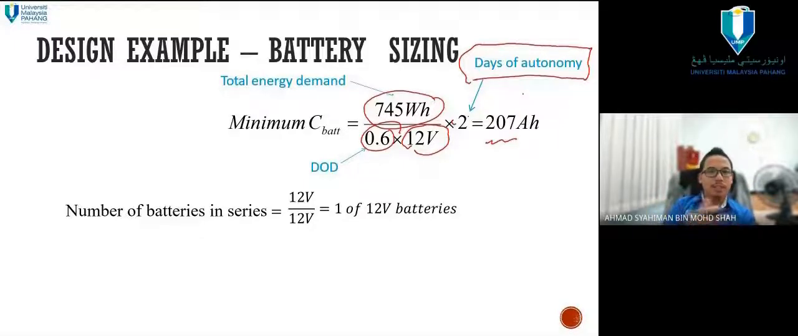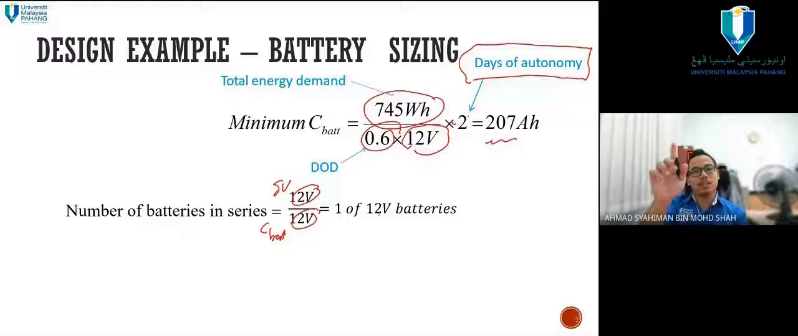Number of batteries in series, because we are using a 12 volt battery. So one 12 volt battery means only one. We don't need up to 4 in series, because we use only 12 volts. It's enough for only 1 piece of battery in series.